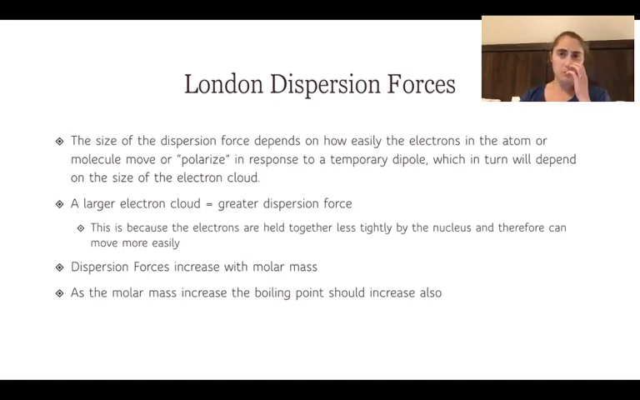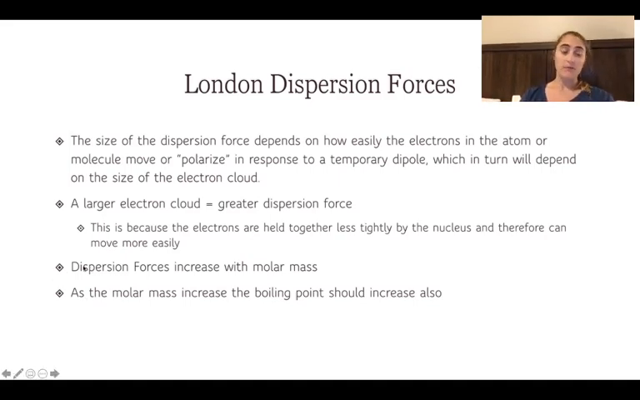And really the reason for this is because electrons that are further away from the nucleus are held less tightly by the nucleus and can move much more easily, right? So ones that are further away have less of a tight bond to that nucleus, so they can polarize much more quickly and create these larger dispersion forces.